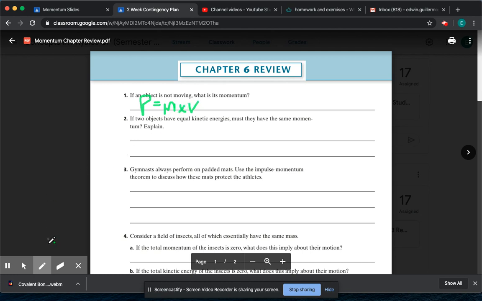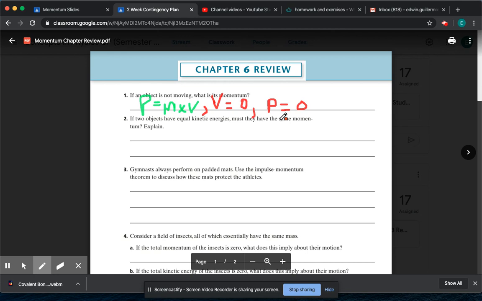Okay, green is a bad color, so I will switch. But p is equal to m times v. If an object is not moving, what is v? V is equal to 0. And if v is equal to 0, anything times 0 will make p 0. Okay? So if an object is not moving, the momentum is 0.